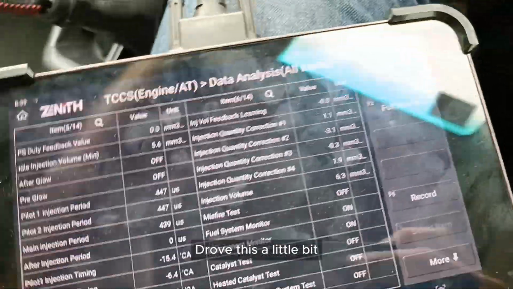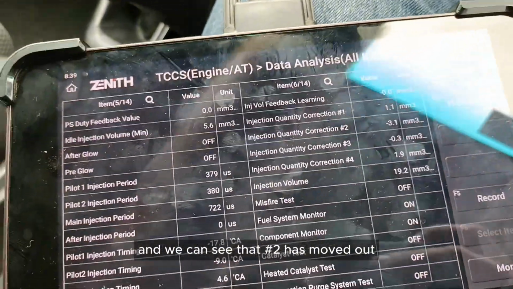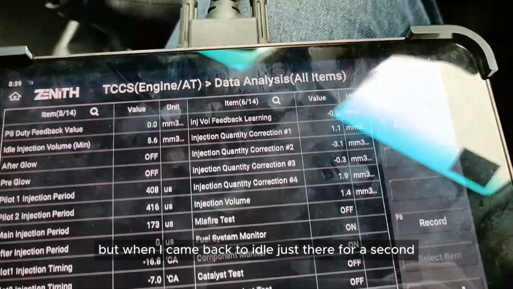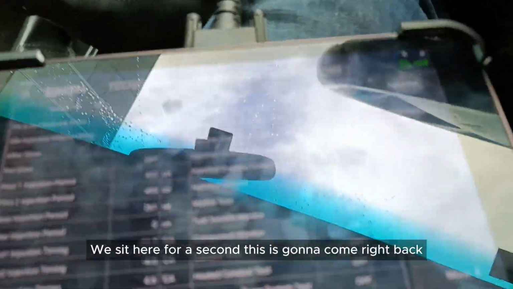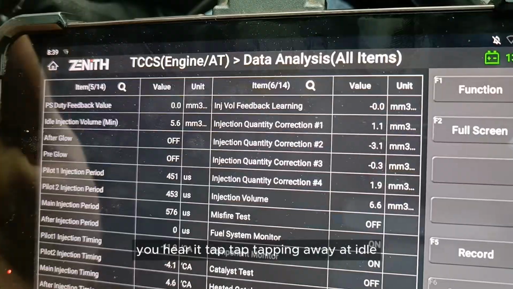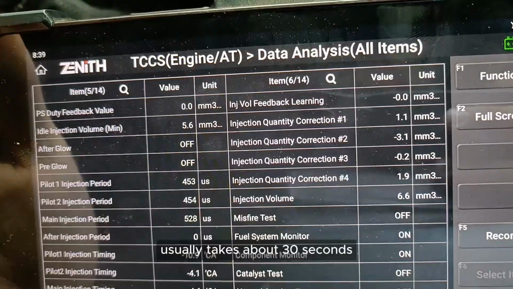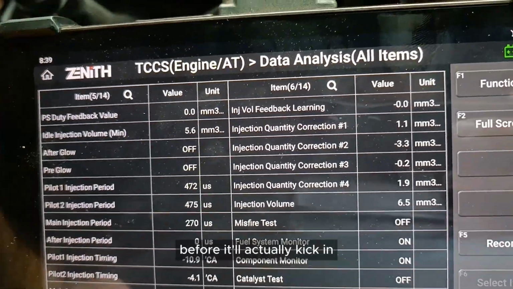We can see that number 2 has moved out, but when I came back to idle just there for a second, it was a little bit rattly. So I reckon now the temperature's come up and now that cylinder's not doing its thing. If we sit here for a second, this is going to come right back and you hear it tap tap tapping away at idle. It usually takes about 30 seconds before it'll actually kick in.